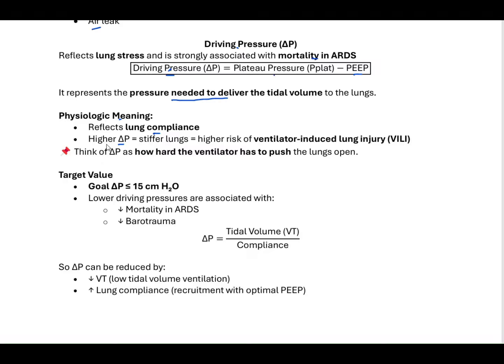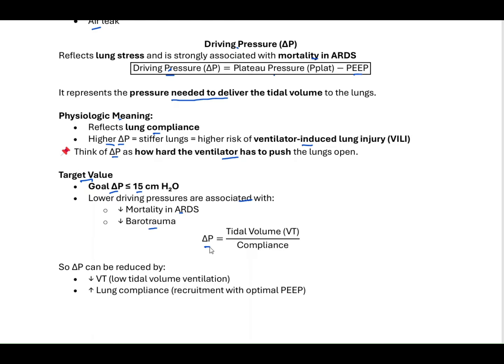And if the driving pressure is really high and we have to be applying a lot of pressure to deliver the tidal volume into the lung, then that could increase the risk of the patient for ventilator-induced lung injury. So think of driving pressure as how hard the ventilator has to push the lungs open, right? And our usual target for driving pressure, we want this driving pressure to be equal or less than 15. And a lower driving pressure has been associated with decreased mortality in patients with ARDS and also decrease in barotrauma.